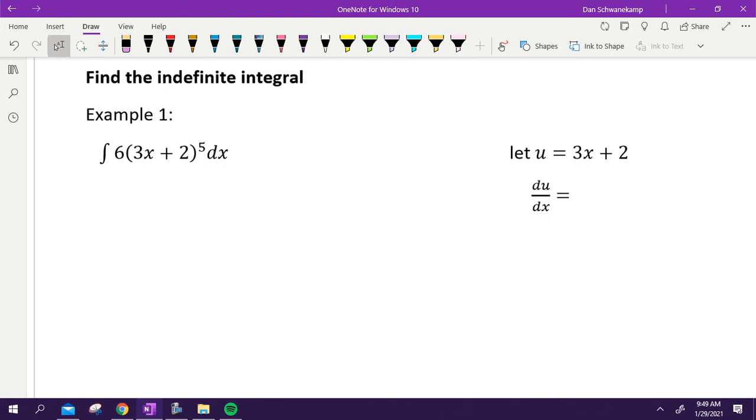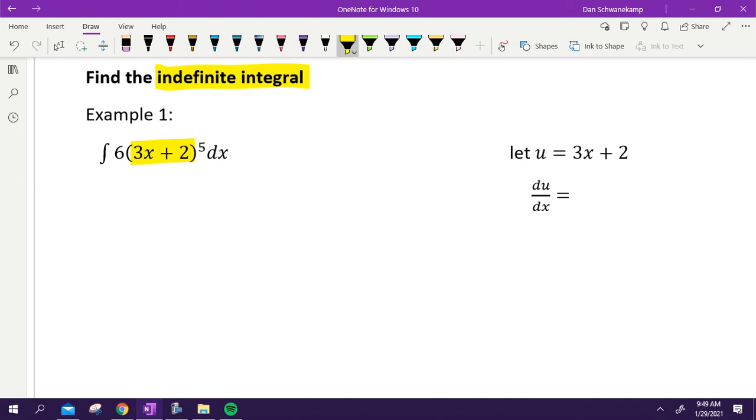Let's try it. Okay, we're finding an indefinite integral, so we don't have any bounds here. We're finding the integral of 6 times (3x plus 2) to the 5th dx. So the first thing we're going to do with this problem is recognize that this is a reverse chain rule problem. What about this problem tells you, oh yeah, I'm going to have to do reverse chain rule here? X inside the parentheses. There's something fancy inside of parentheses, probably a reverse chain rule question. That's what this is. This is a U-sub problem.